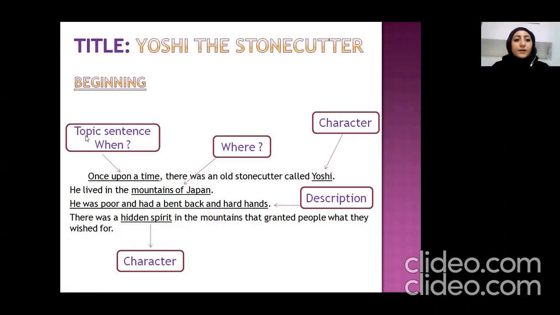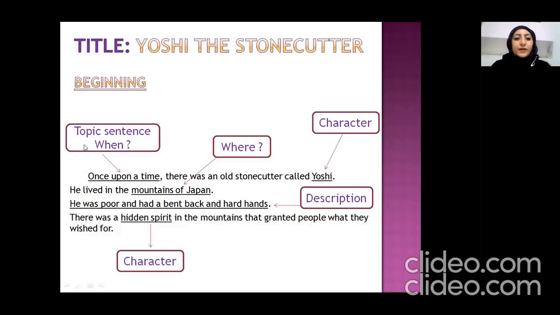The beginning, you should write a topic sentence. The topic sentence like once upon a time, long ago, one day. Okay, so these are the topic sentences. Once upon a time, there was an old stone cutter called Yoshi. He lived in the mountains of Japan. He was poor and had a bent back and hard hands. There was a hidden spirit in the mountains that granted people what they wished for.